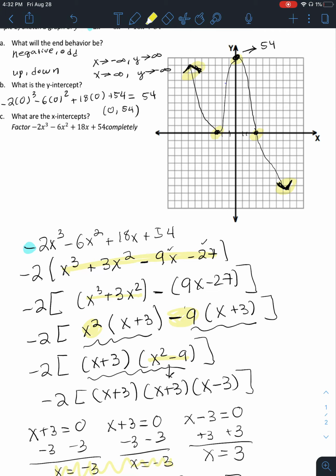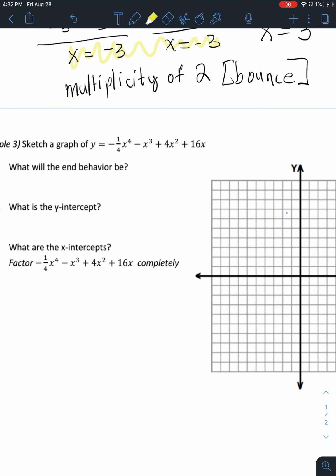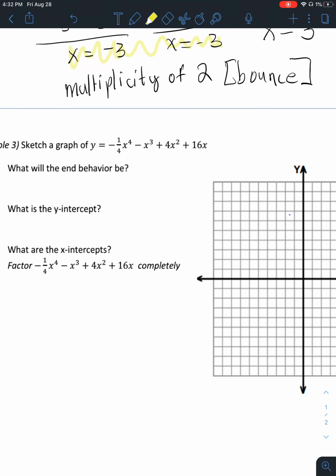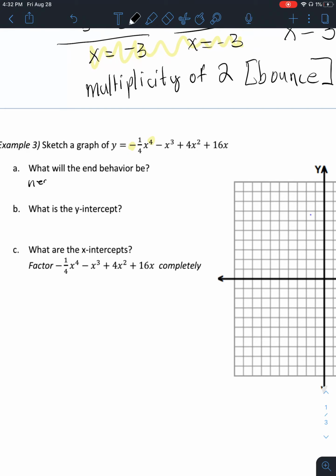So we have one more example here, and this has to deal with fractions. Once again, let's go ahead and take care of our end behavior, which we see a negative sign and a leading degree of 4. So I know this is negative and even. So it's down, down, or in formal terms, as x approaches negative infinity, y approaches negative infinity. As x approaches infinity, y approaches infinity.